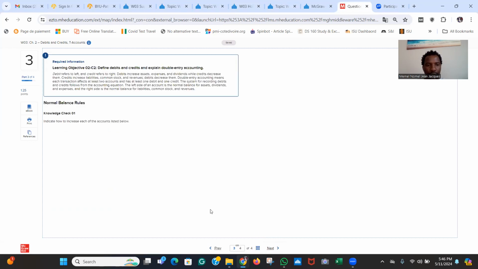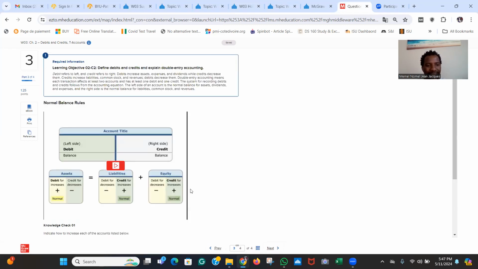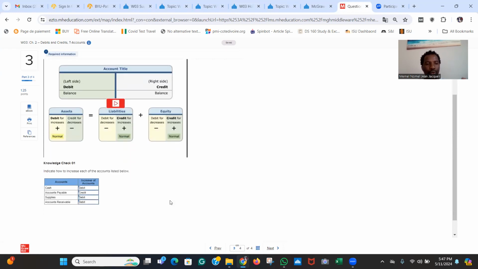So the next question, if you go to the next question, they said indicate how to increase each of the accounts listed below. So this question is just asking us where the money is coming from. In terms of cash, when we talk about cash, it is anything we have available, coming from our income, from our debit card, okay? So accounts payable is the future amount that we owe somebody, we have to pay. This is a liability, okay?